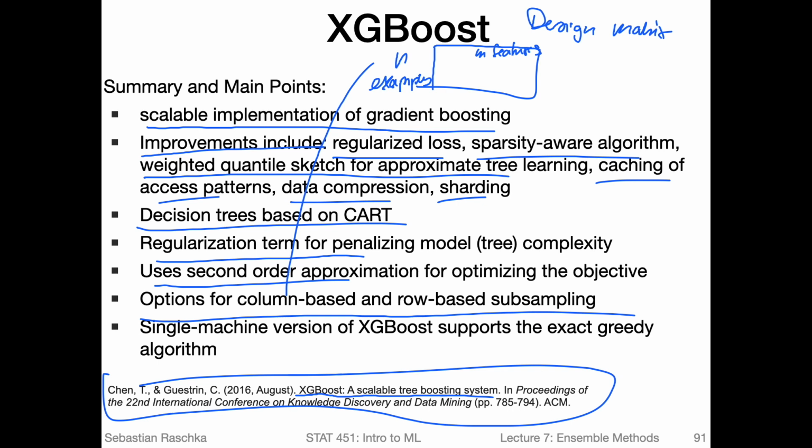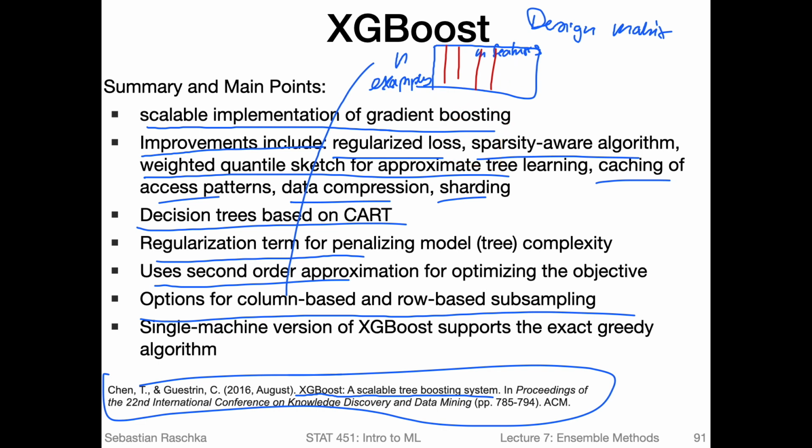So feature-based subsampling or column-based subsampling means that if you think of all the feature columns here, you only randomly select a subset of those. For example, you may select this one, this one, this one, and this one. So you have a smaller data set, fewer features. And then for each node you have a smaller subset, which can help with reducing overfitting.